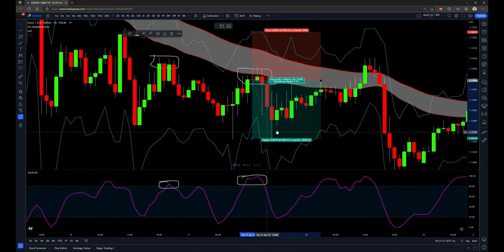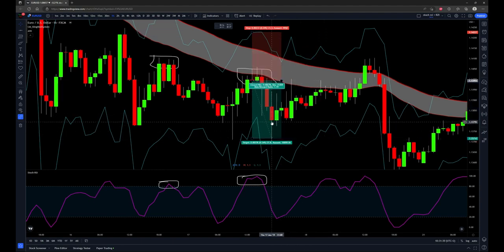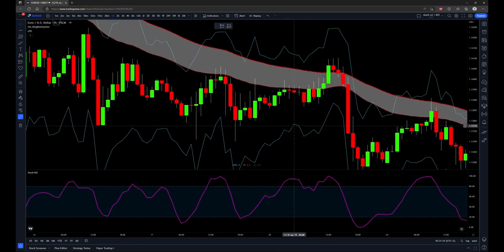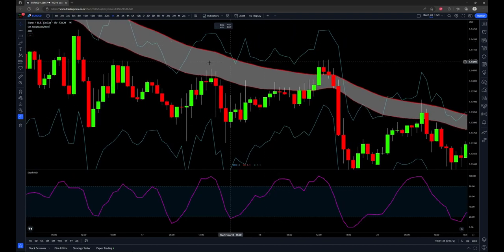So that is going to be where the profit target is then hit on this candle. Now we can start looking for the next reset on Stochastic K to look for our next entry. Still a red cloud, so let's look for that next reset.